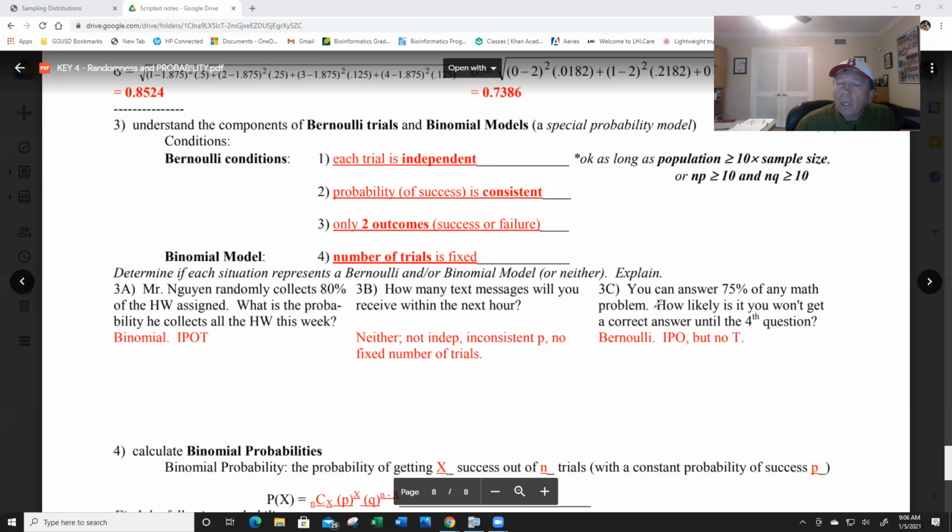The next one, you can answer 75% of any math problem. How likely is it you won't get a correct answer until the 4th? Here's the problem. It is Bernoulli in a sense, but it doesn't have a fixed number of trials, so it's not binomial, okay? You won't get it right until the 4th question. You could get it right on the 1st, 2nd, 3rd. This is actually considered a geometric distribution, just so you know, okay?